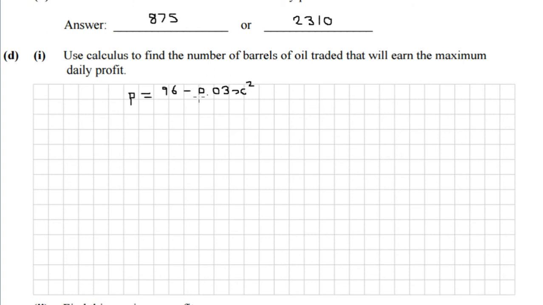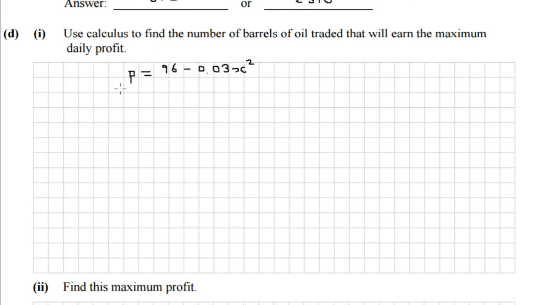So you want to maximize something, what you do is you're going to differentiate it. So I'm going to be getting dP/dx here. Differentiating 96x, you're just going to get 96. Differentiating this is going to bring the 2 down and multiply by the minus 0.03 here. So that's going to give you minus 0.06 and then take 1 away from the power of x. You're just left there with the x.